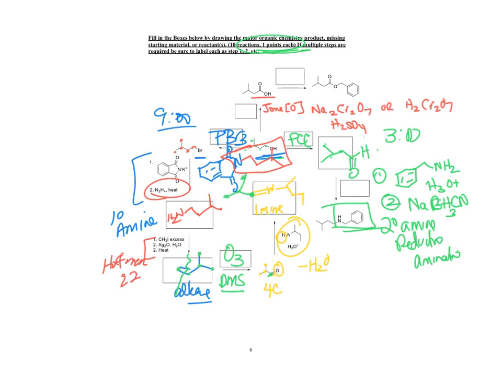1, 2, 3, 4. And then here we have 1, 2, 3, 4, plus 4 is 8 carbons. And there's your amine.